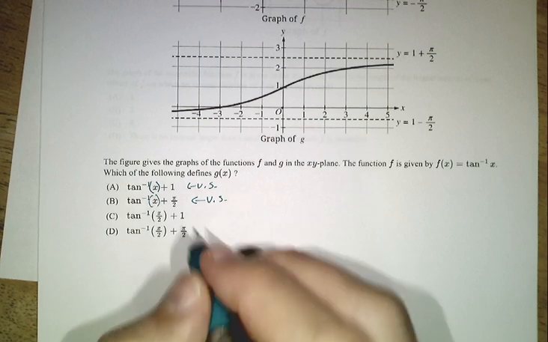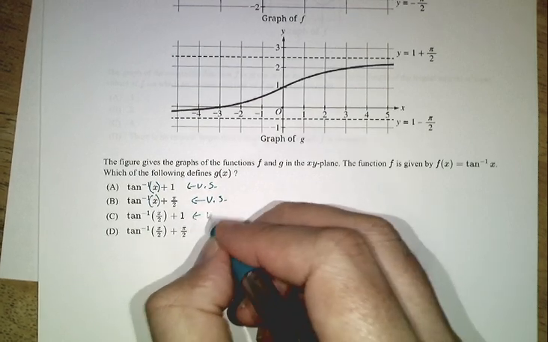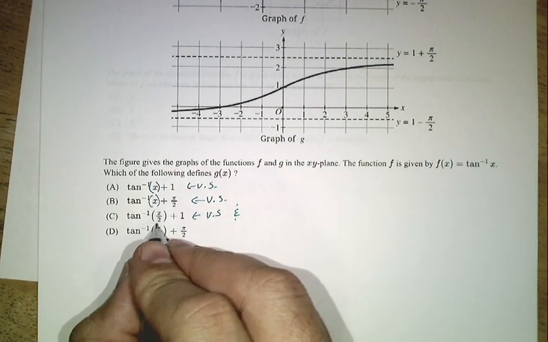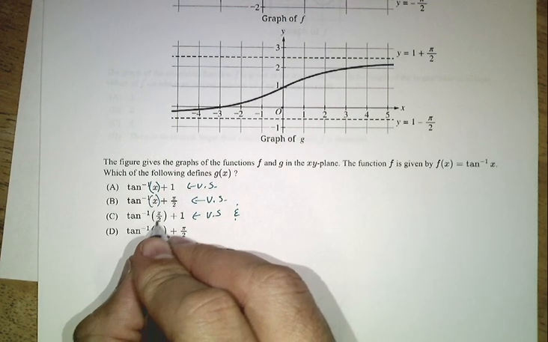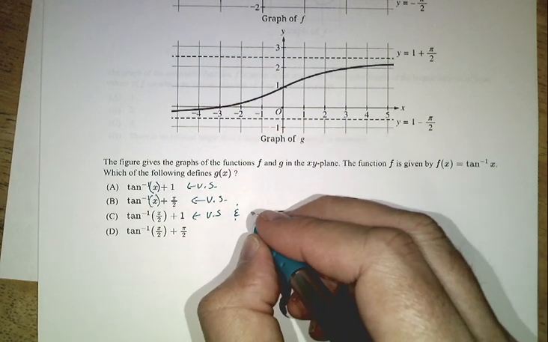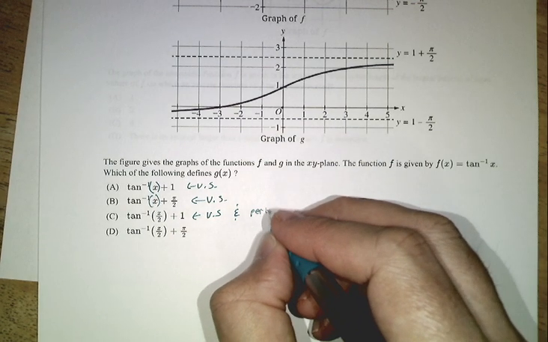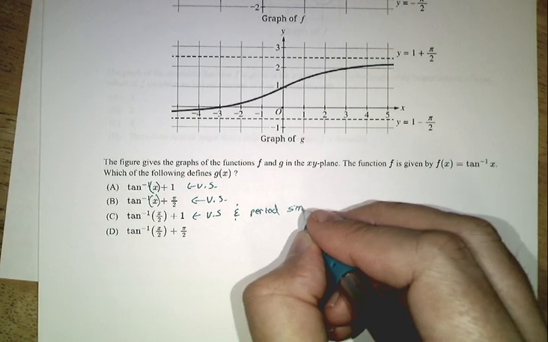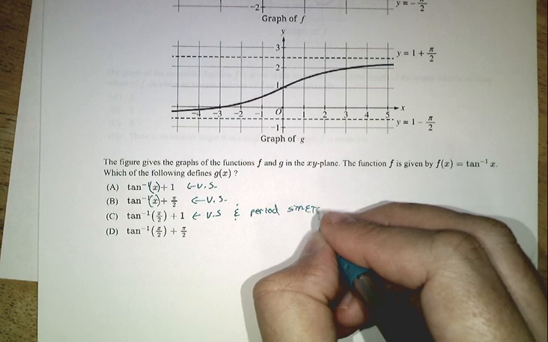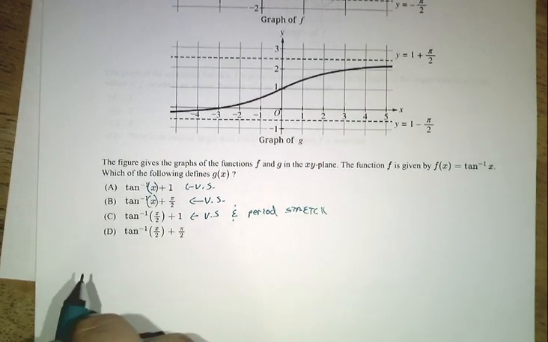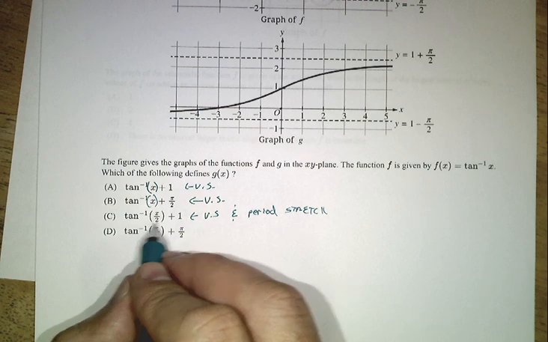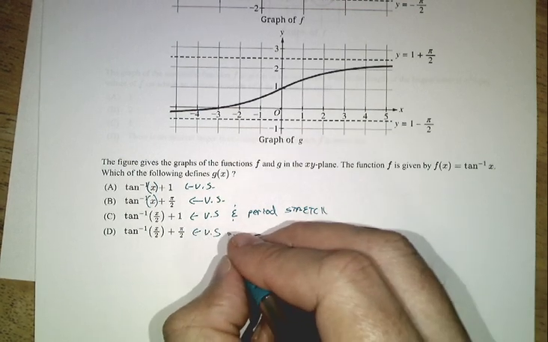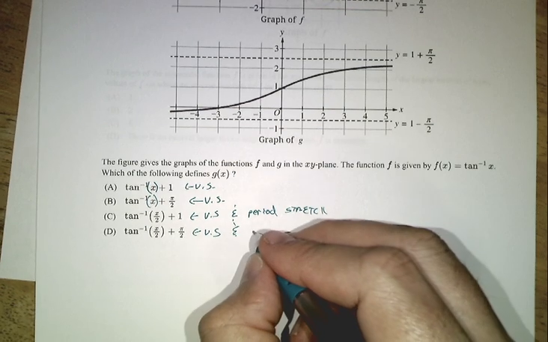This is a vertical shift only. This one here is a vertical shift, and this one here is a vertical shift, and it is a period change. It's a period, so stretch. This is a stretch. Because we are inside the parentheses, so dividing would be a stretch. And this one is a vertical shift and a period stretch.